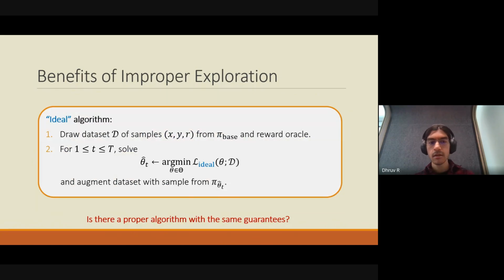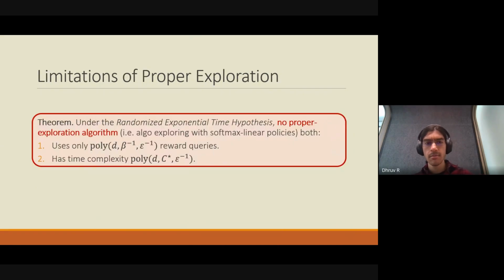In particular, you would ideally like some algorithm that just repeatedly optimizes some loss function, draws some data, optimizes the loss function again, draws some data, and so forth. And maybe you'd hope this is more generalizable or more practical. What we show is that actually this is not possible in our framework, which I think is kind of curious. Under some complexity-theoretic assumption, there's no proper exploration algorithm that achieves the same guarantees as spanner sampling. So it has the reward queries independent of coverage and the time complexity scaling with coverage, but no worse.